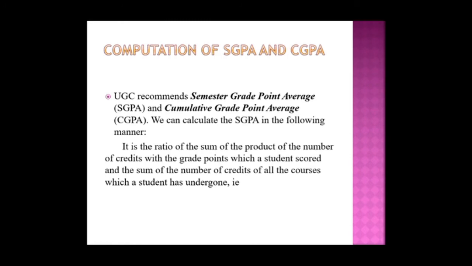Okay, and the UGC recommends the semester grade point average, that is SGPA, and the cumulative grade point average, that is CGPA. SGPA and CGPA are calculations of grades in the semester system. SGPA is the calculation for each semester, and CGPA is for all the semesters. It is the ratio of the sum of the product of the number of credits with the grade points which a student scores, and the sum of the number of credits of all the courses which a student has undergone.